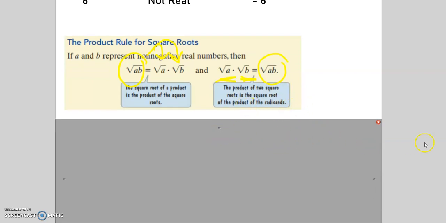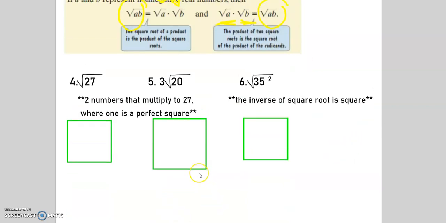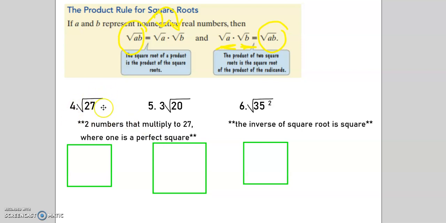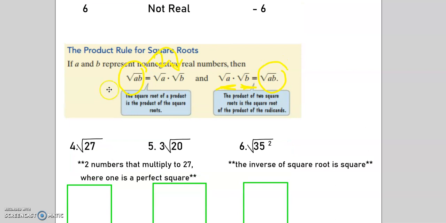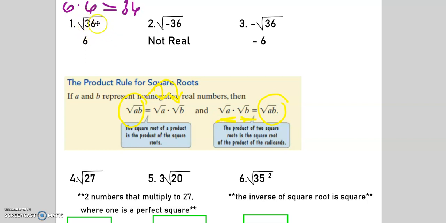So let's take a look at number 4 here, the square root of 27. Okay, square root of 27. What's the difference between 27 and 36, the first one we did up here? Hopefully, you're realizing that 36 is a perfect square, right? There's a number that you can multiply by itself to get 36. But that's not the case with 27, right? Square root of 27 isn't a perfect square. There's no number that I can multiply by itself to get 27.